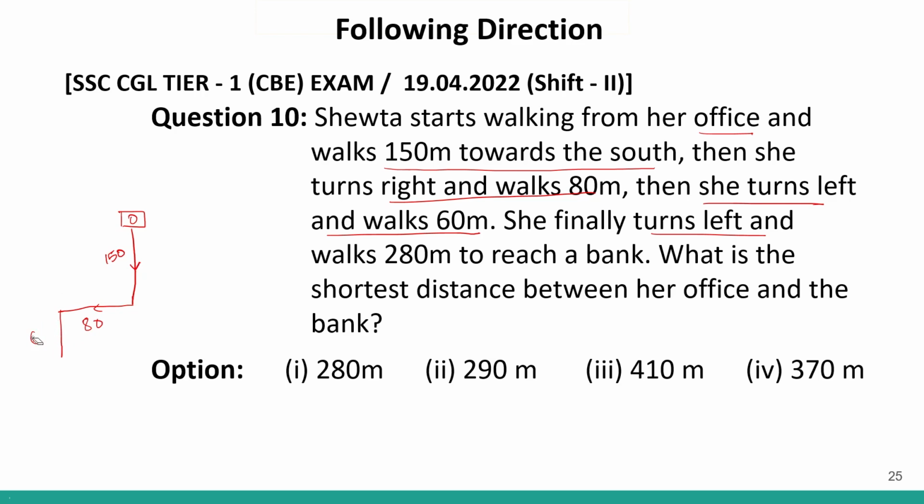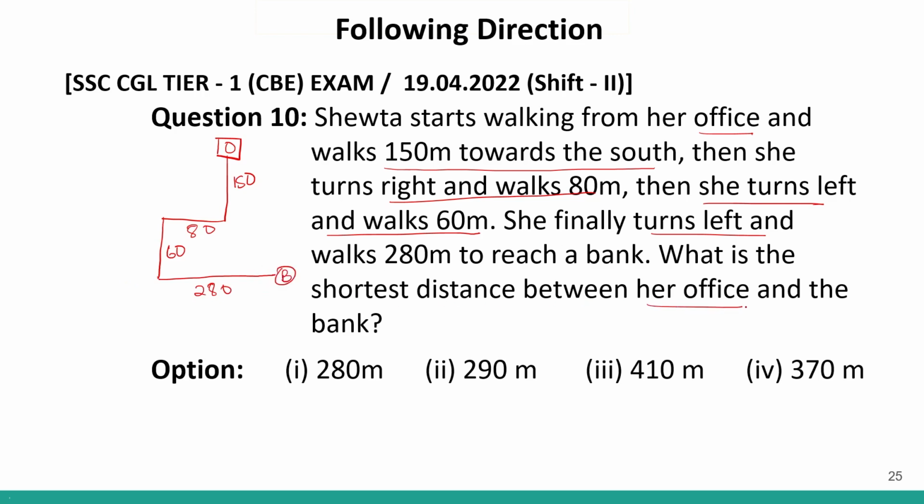So let me just draw it a little over here. So this is the office, 150 meters south, then right 80, then left 60, and then she takes a left again. So this side, and she walks 280 to reach the bank. Here we have a bank. We have to find the shortest distance between her office and the bank. So this shortest distance we have to find out.